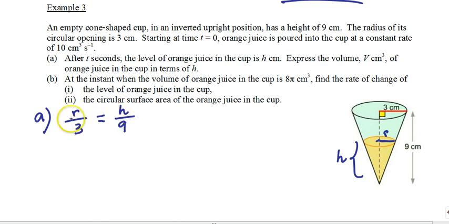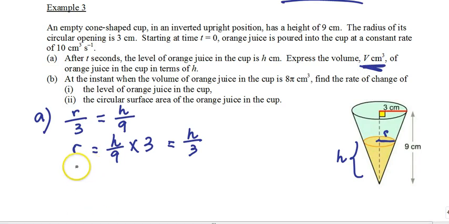So we can express r in terms of h. You get r equals h over 9 times 3, and you end up with h over 3. So we know that the radius r can be expressed as h over 3. But the radius is not what we want to find. What we want to find is actually the volume.